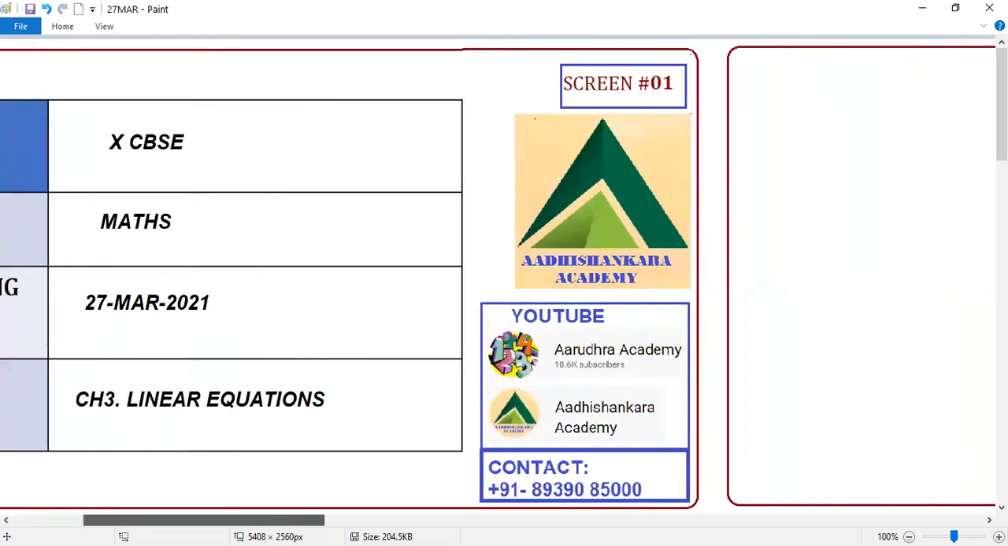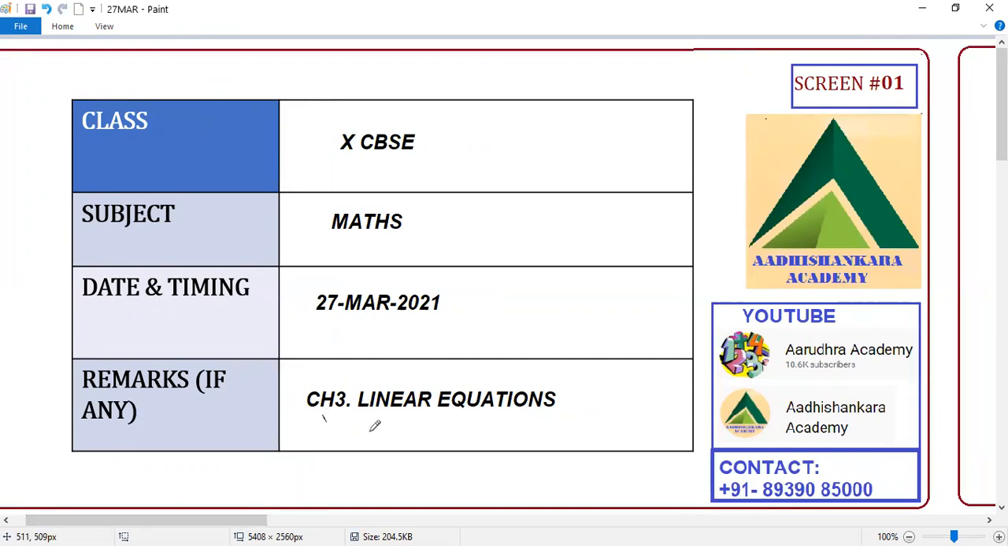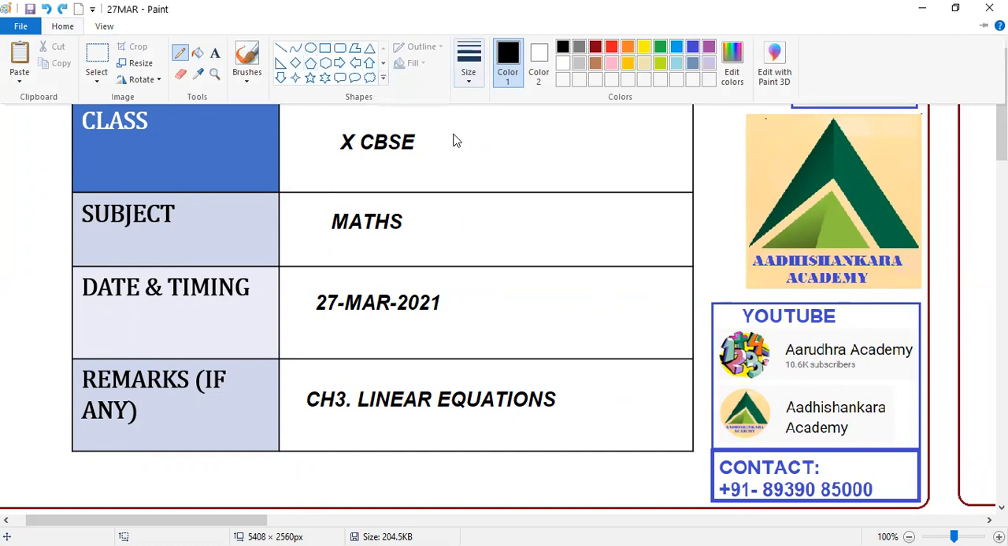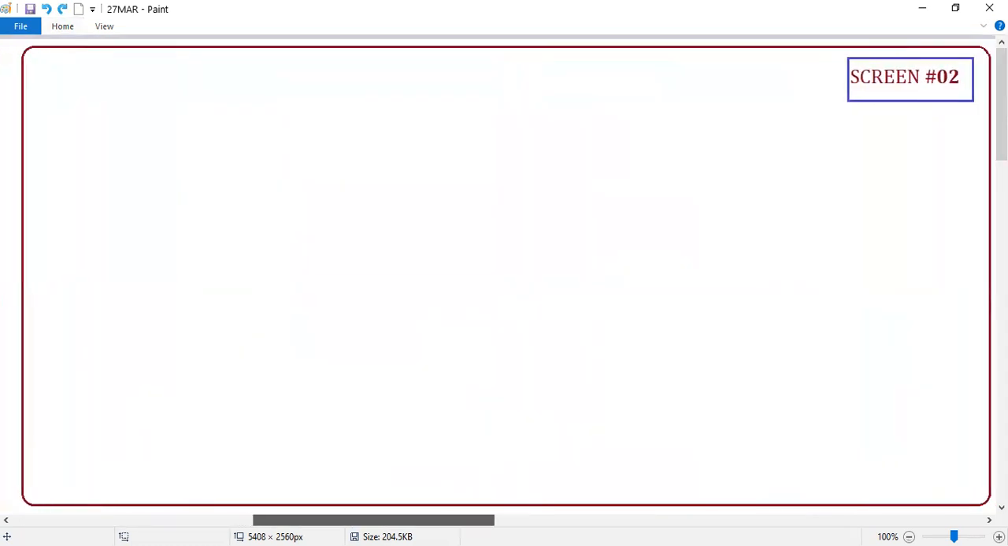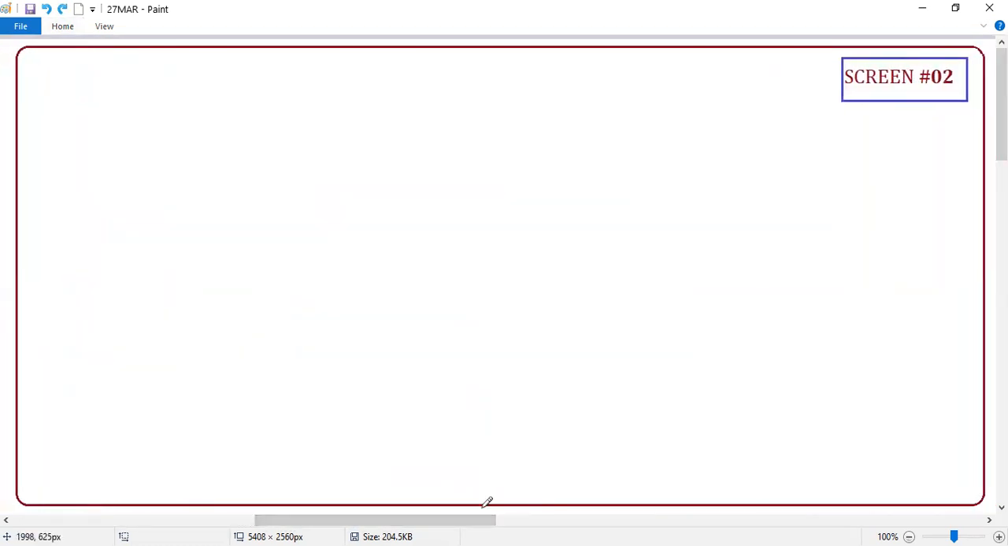Right guys, let's start chapter number 3, linear equation. Today, let's start with the introduction. As I mentioned, even though it's a crash course, we'll start from the basics. So what is a linear equation?